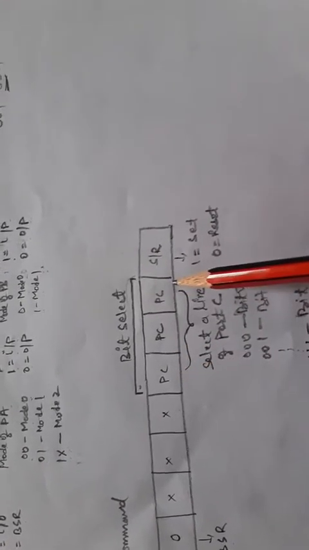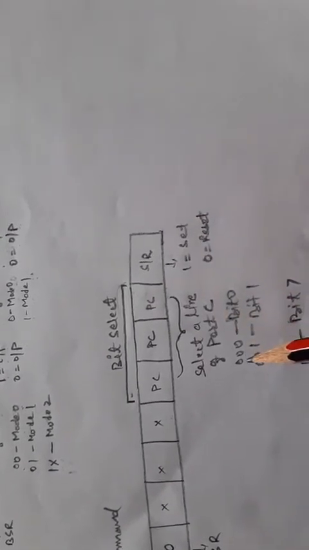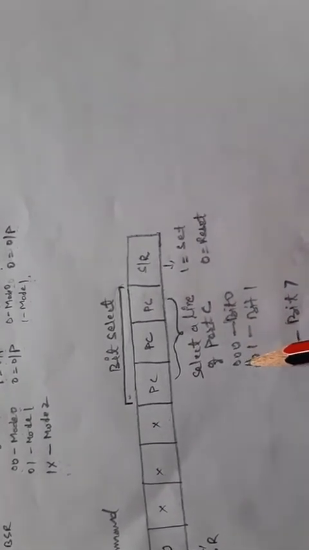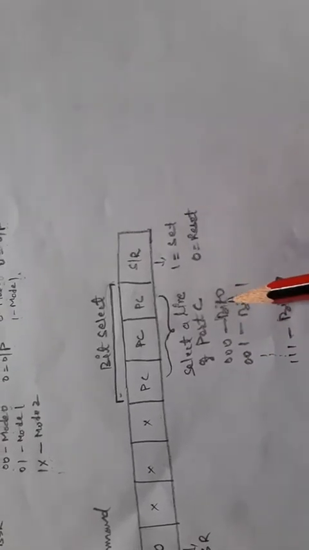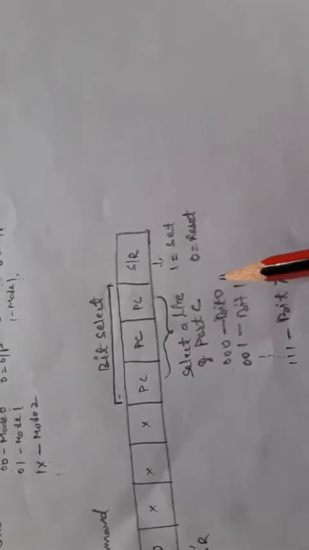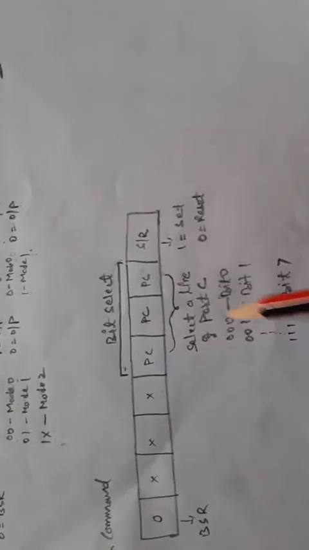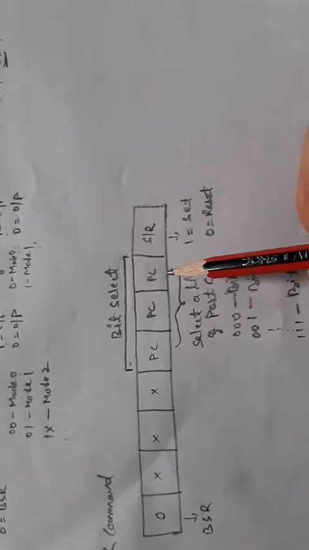If we are talking about port C only, port C has a total of 8 lines. So we can select individual lines. If we have 0 0 0, then it is bit 0, or we can say port C bit number 0. 0 0 1 is bit 1, up to 1 1 1, which is bit 7. So if we have 0 0 0 here, then the first line of port C is selected, meaning port C lower line 0 is selected.